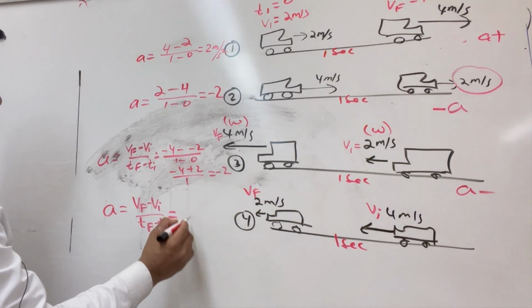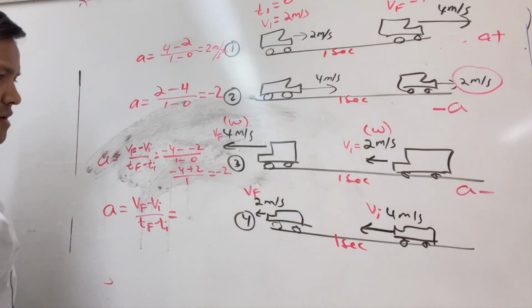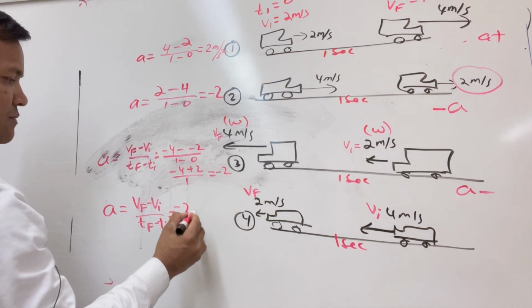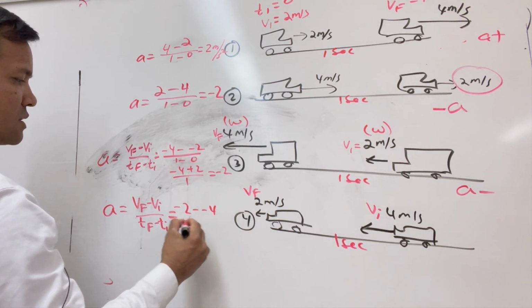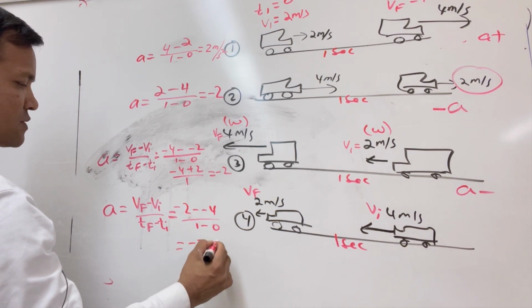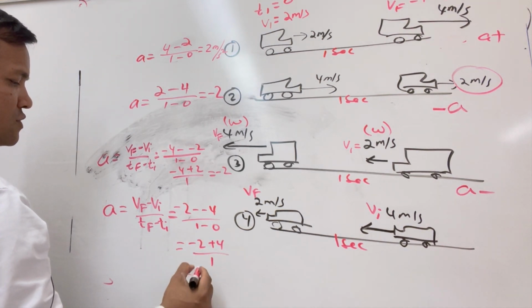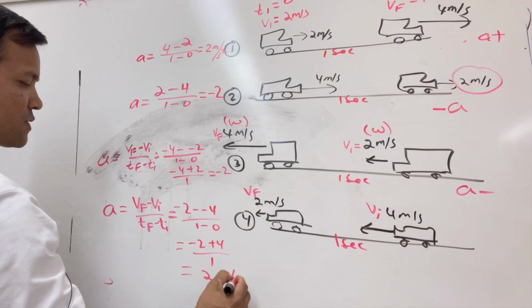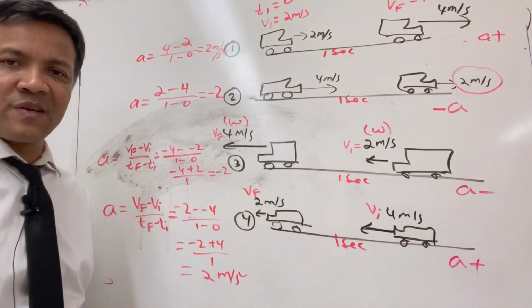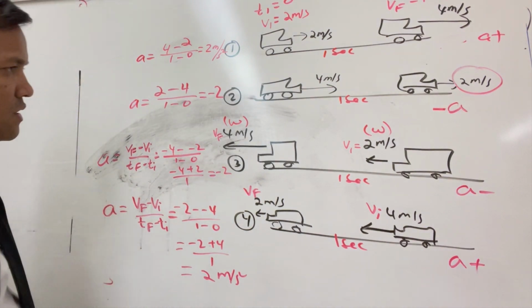So let me see over here. This is velocity initial and this is velocity final. Velocity final is negative 2 minus minus 4, divided by 1 minus 0. So minus 2 plus 4 divided by 1. So that's 2 meters per second squared. So this is positive. So let's see whether that makes sense. Let's use the blue.